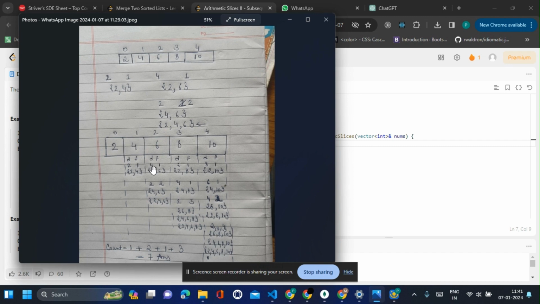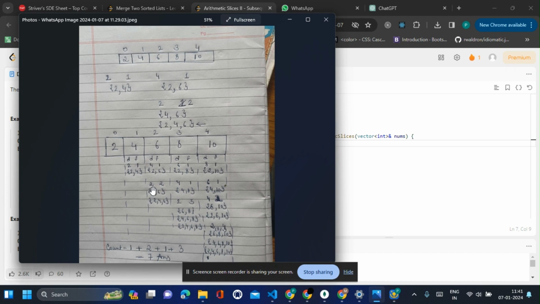Now 6 minus 2 is 4. Common difference 4. One subsequence we are getting is 2 comma 6. Now we will increase the j counter. Common difference 2. One subsequence we are getting is 2.